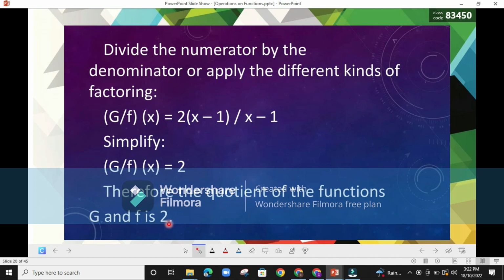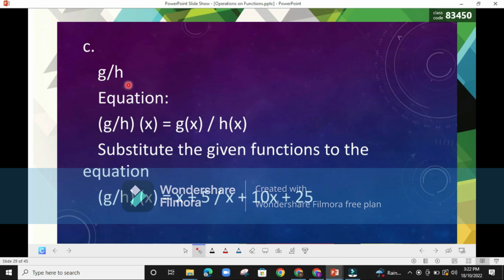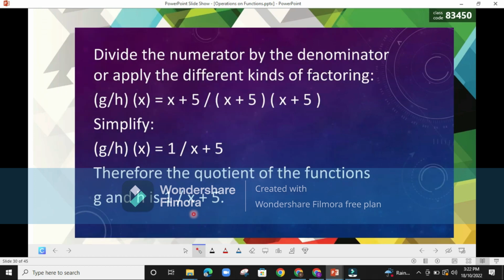Okay, let's proceed. Third example, function g divided by function h. Equation: we have g divided by h of x is equal to g of x divided by h of x. Substitute the given functions to the equation. We have g divided by h of x is equal to x plus 5 divided by x squared plus 10x plus 25. Now take note that if you have these expressions, you need to try to factor it out first so you could simplify. So divide the numerator by the denominator, apply the different kinds of factoring.